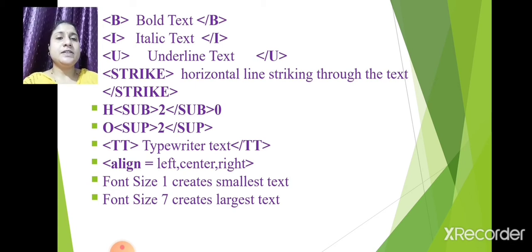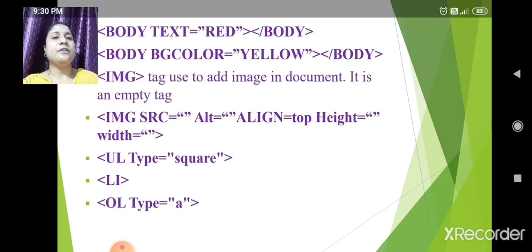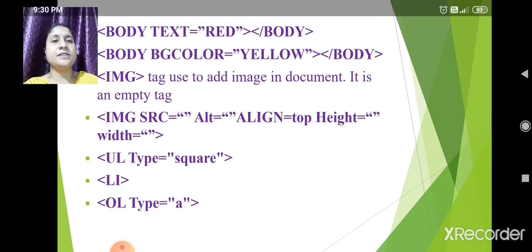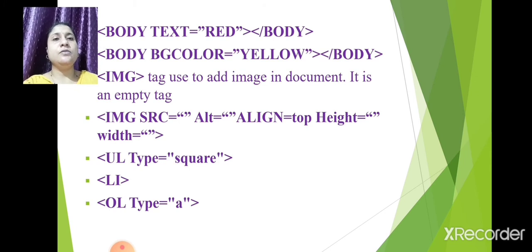Okay, TT means typewriter text. Align, all of you know what is alignment, that is left, center and right. There are three alignments, that is left, center and right. Then font size. Size 1 creates the smallest text, and font size 7 creates the largest text. Okay, now the next, body text. If you want the body text to be red, you have to write in the body tag text equals red. If you want to give a background color of yellow, you have to write bgcolor yellow.